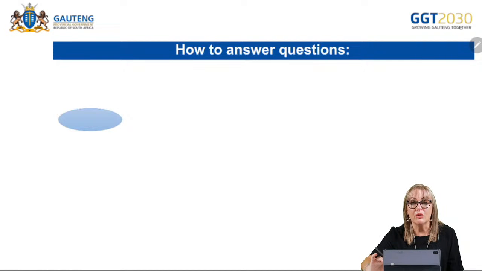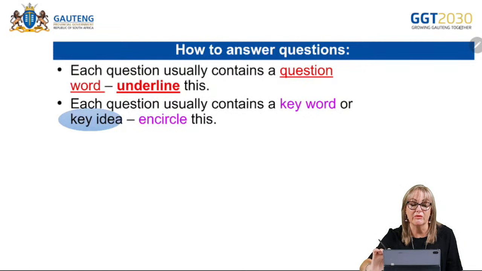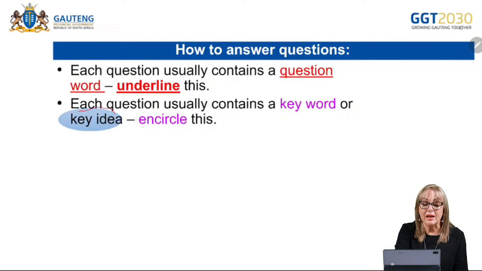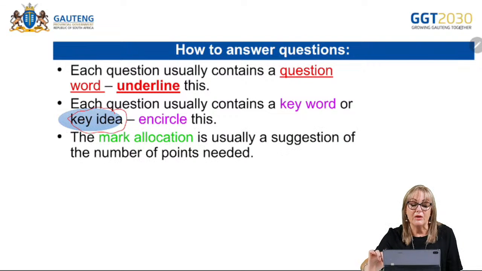So how do you answer advertisement questions? Each question usually contains a question word. Underline it. Underline the question word. Your teachers have given you a list of question words. Each question usually contains a key word or a key idea. Encircle the key word. The mark allocation is usually a suggestion of the number of points needed.